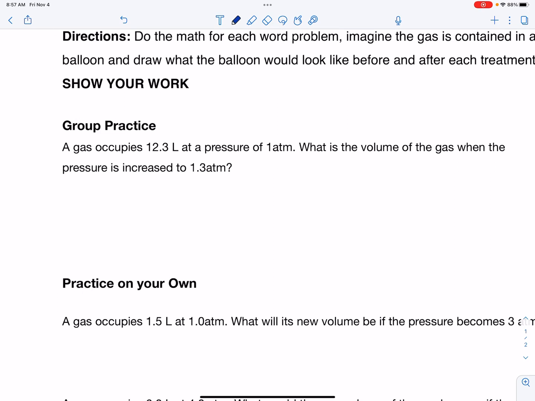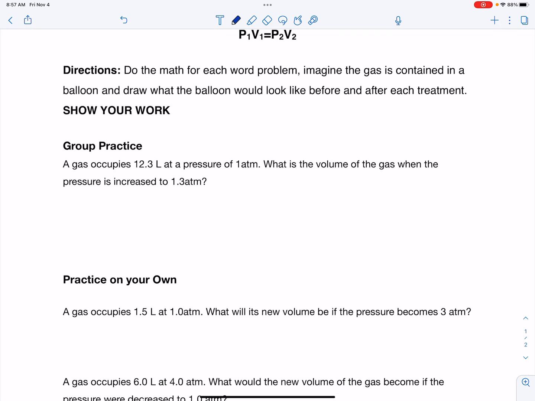We're going to look at various scenarios here. It says, do the math for each word problem. Imagine the gas is contained in a balloon and draw what the balloon would look like before and after each treatment. Show your work. We want to be able to figure out where we went wrong if that's the case.